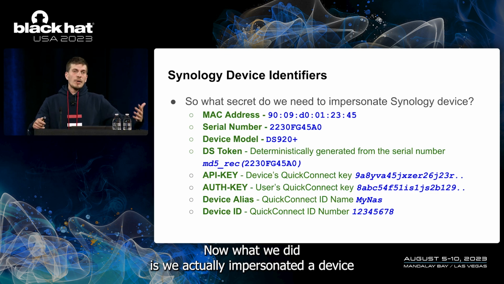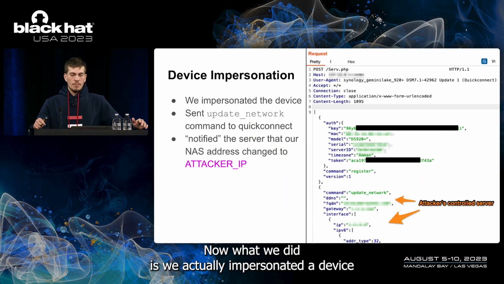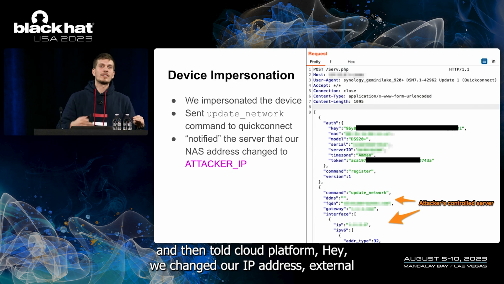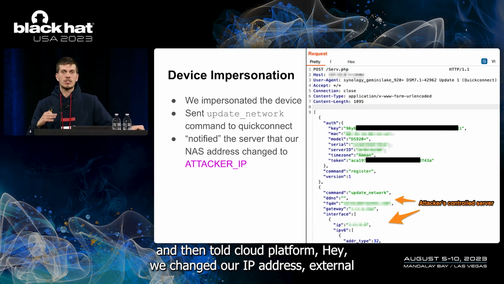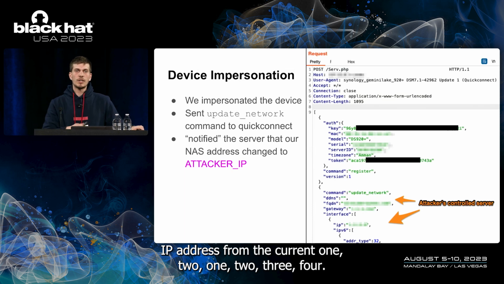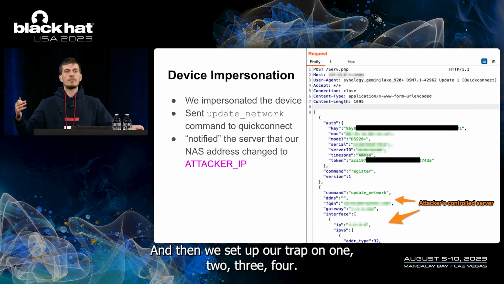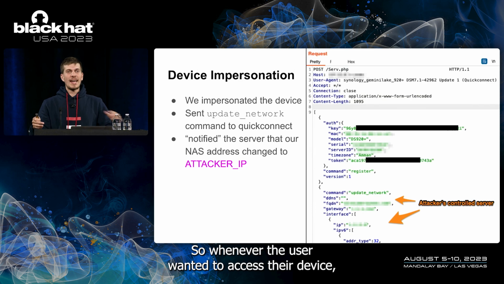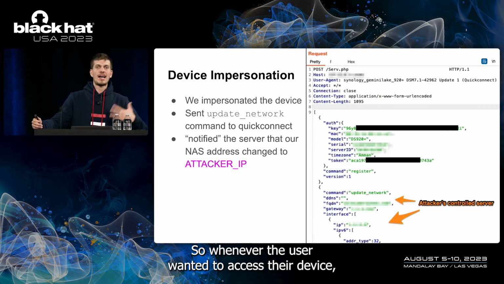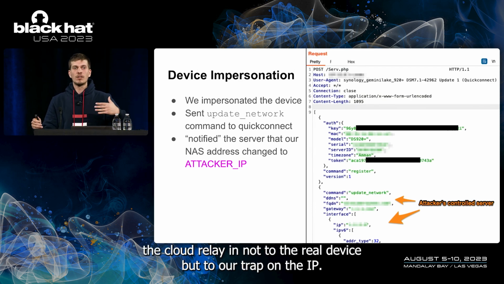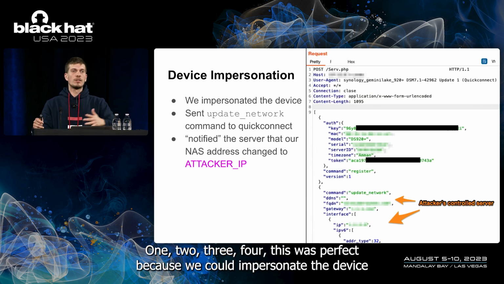Now, what we did is we actually impersonated the device and then told the cloud platform, hey, we changed our external IP address from the current one to 1.2.3.4. And then we set up our trap on 1.2.3.4. So whenever the user wanted to access their device, the cloud relayed them not to the real device, but to our trap on the IP 1.2.3.4.